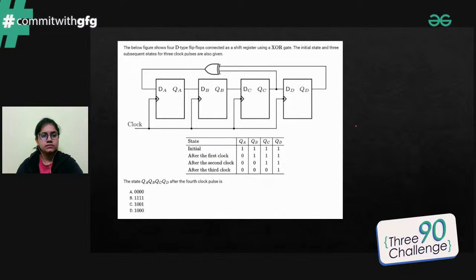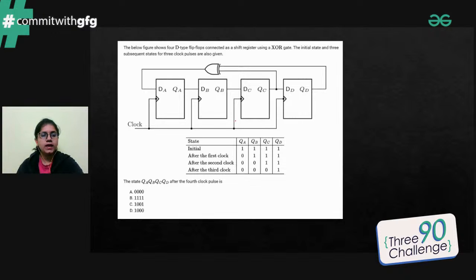So as you can see this question, the figure below shows D-type flip-flops connected like a shift register, and is using an XOR gate. The initial state and the 3 subsequent states for the clock are shown below. So what is given to us? Already the subsequent states are given to us.